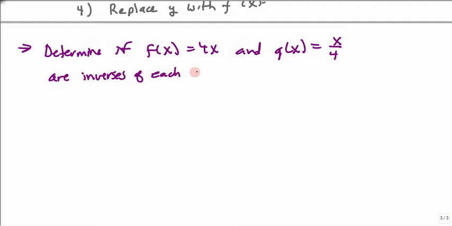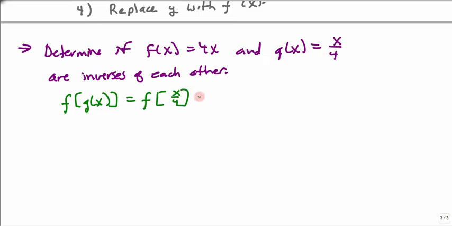If you look up on our list, we're talking about composite notation, plugging one into the other and seeing if you get an x back out. So to start, let's do f of g of x. g of x is equal to x over 4. So I plug x over 4 into my function in place of x. The 4's cancel and I get x, and that's what I want to get. I have to get this value of x.